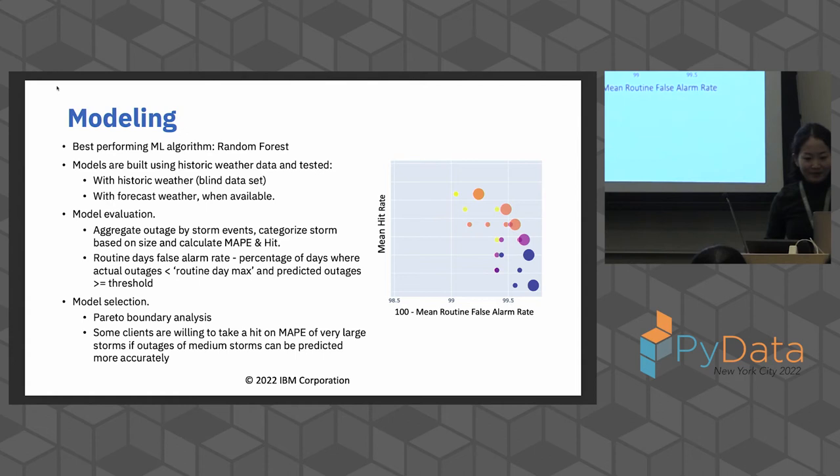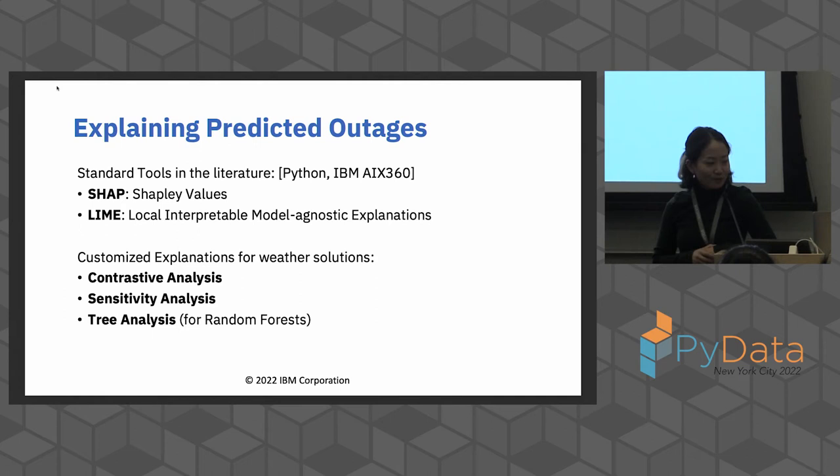During building the model and in our conversations with clients, one question that gets asked a lot, and that we ask ourselves, is why is the model predicting this number? Especially when the event is approaching, the client wants to know, is this number reliable? Based on what features are you predicting this? Because of this, we built explanation tools.